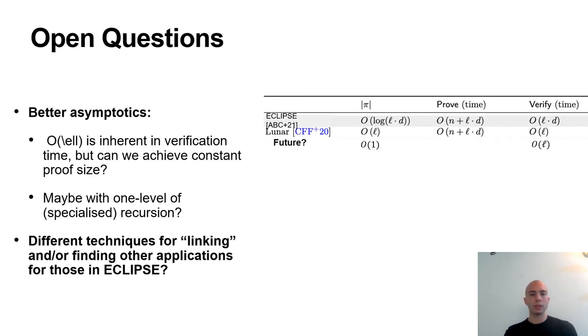Okay, that leads us to the last slide of this presentation with a couple of open questions. So far, you can see how ECLIPSE and Lunar have these trade-offs in efficiency, but what's left as an open problem is obtaining something that's not just sublinear or logarithmic, but is actually a constant size. An intuitive avenue to explore is some type of recursion, but to do that efficiently, maybe we need more specialized tricks. It'd be nice to see a general and modular zkSNARK with such features. And then it'd be interesting to explore different techniques for this linking module we have and/or finding other applications for the ones we have.